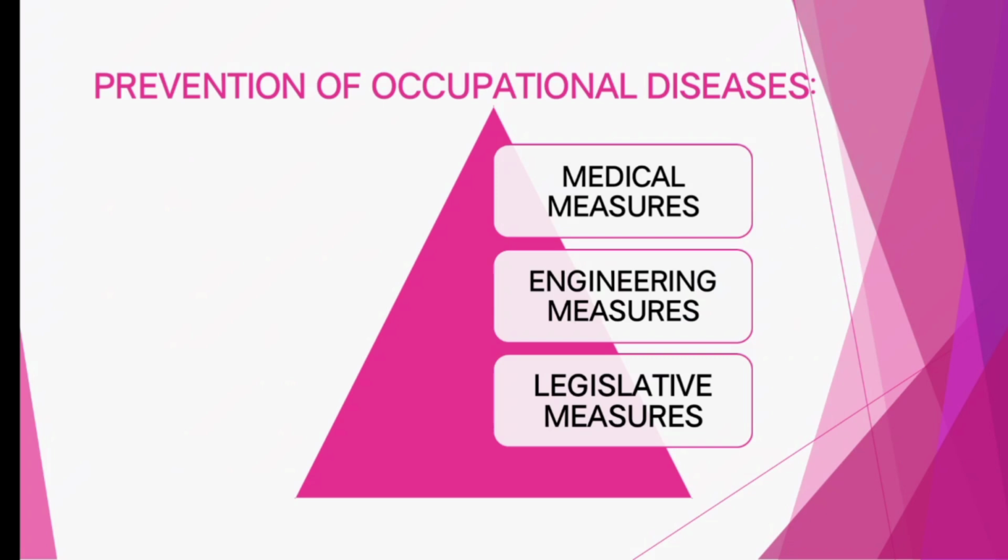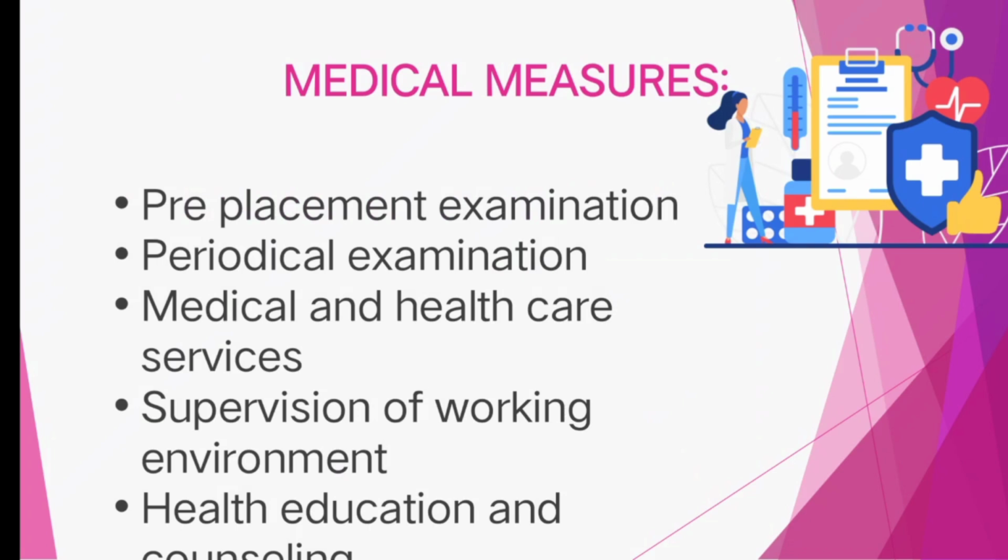Next is prevention of occupational disease. Some of the measures we can take are, one, medical measures, second, engineering measures, and third, legislative measures. Legislative measures in the sense that the government is also taking some measures to safeguard the working environment of the employee. In recent times, the news has also said that for persons who are working in extreme heat, we have to provide breaks in between.